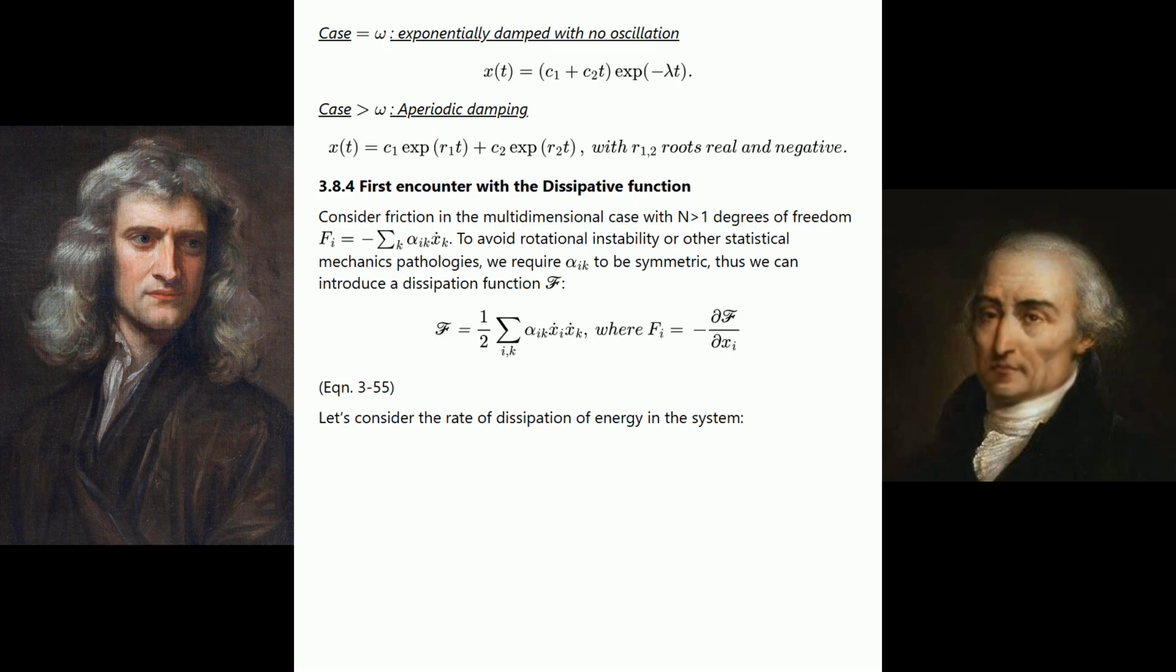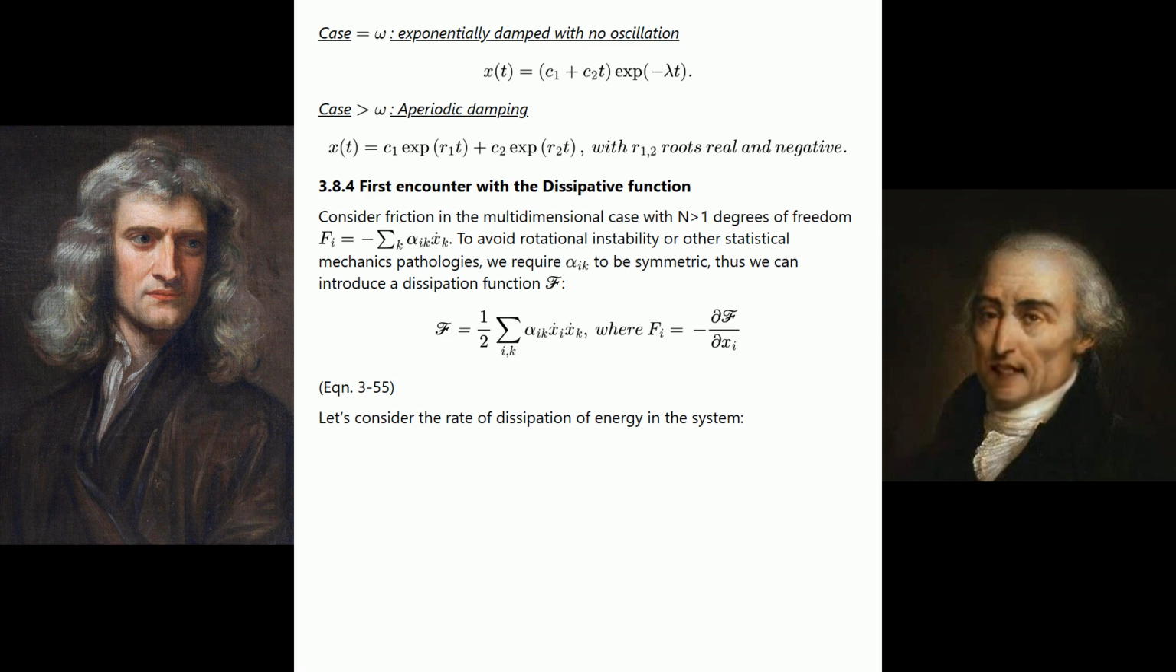3.8.4 First encounter with the dissipative function. Consider friction in the multidimensional case with n greater than 1 degrees of freedom, F sub i equals minus the sum over k of alpha sub ik x dot sub k. To avoid rotational instability or other statistical mechanics pathologies, we require alpha sub ik to be symmetric, thus we can introduce a dissipation function script F.